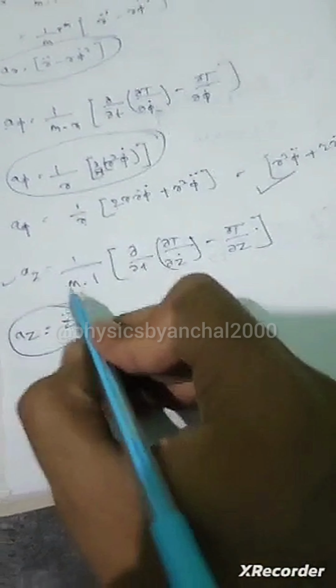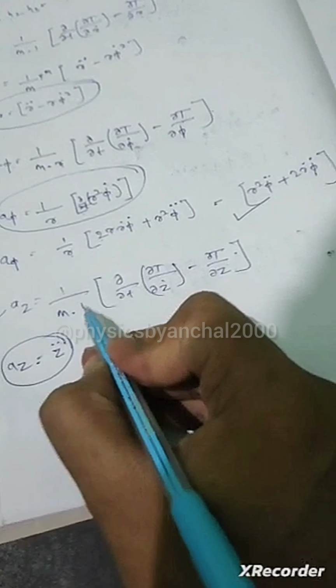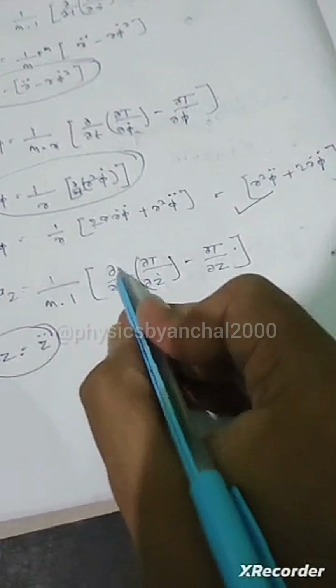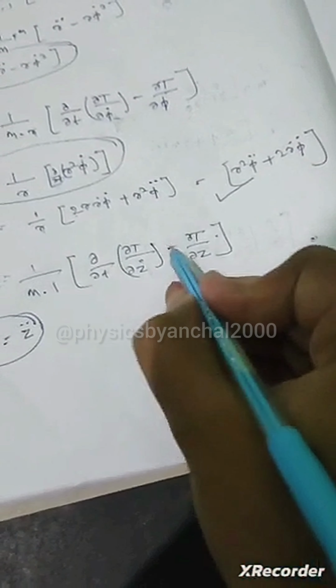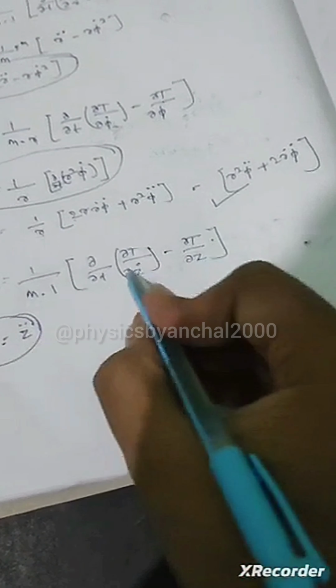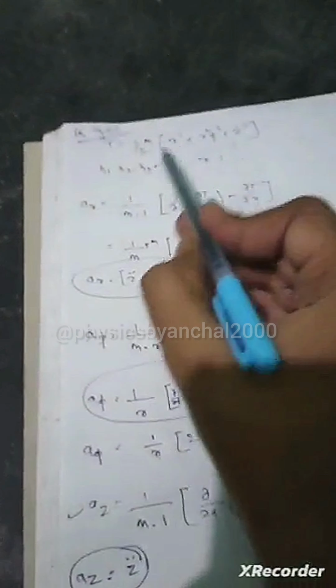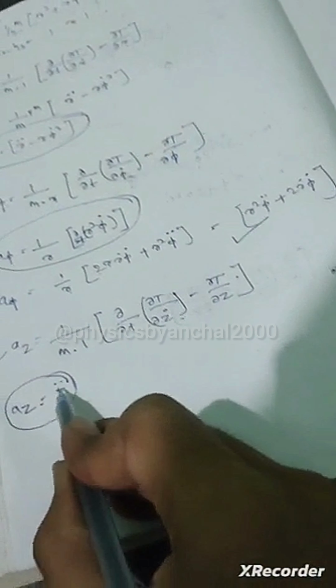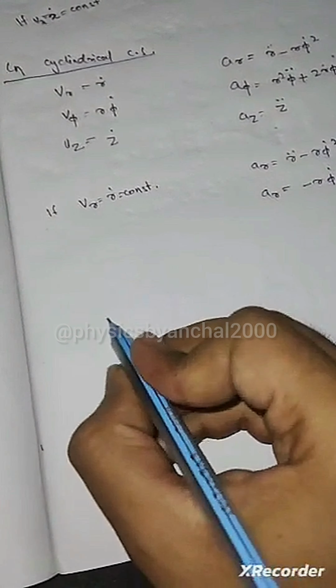And what is the z component of acceleration? For the z component of acceleration, 1 by m into h3. What is h3? h3 is 1, into d by dt of dT by d z dot minus dT by d z. By just differentiating T with respect to z dot and z, we will get a z is equal to z double dot.